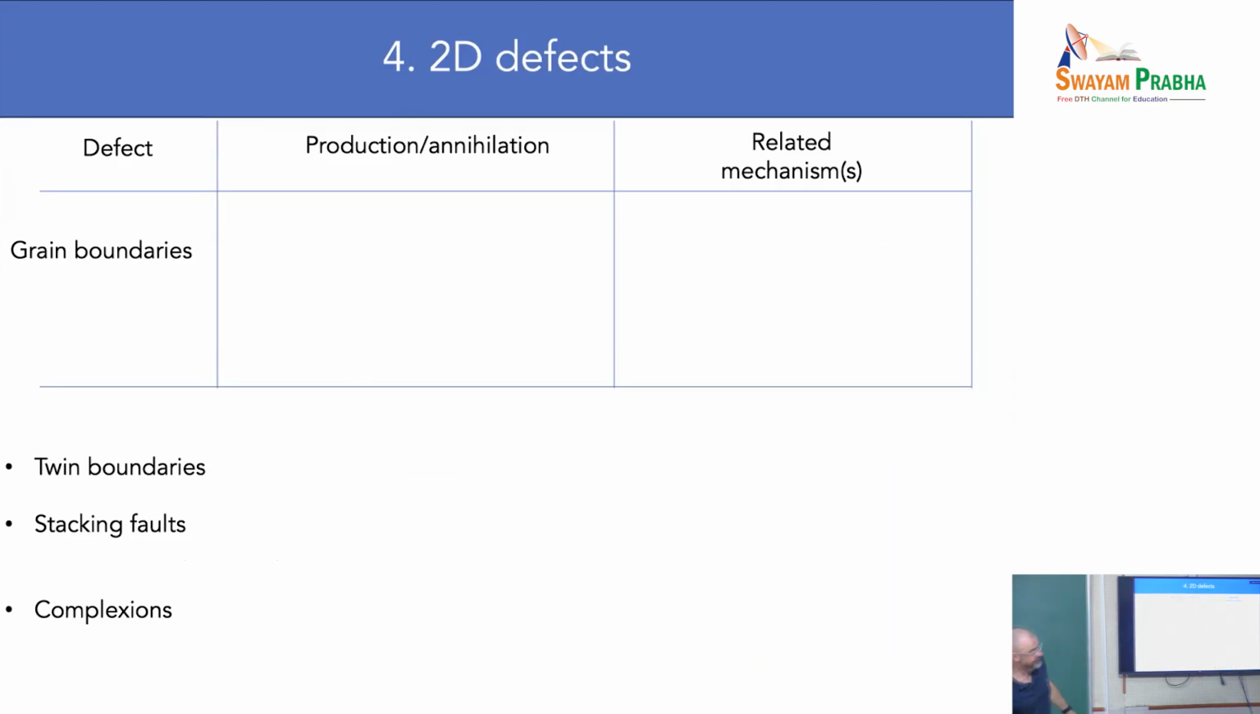Then we have twin boundaries that we have already talked about. So they join two crystals that are related by a mirror symmetry. And so it's a specific type of grain boundary. We have the stacking faults that we have already talked about.